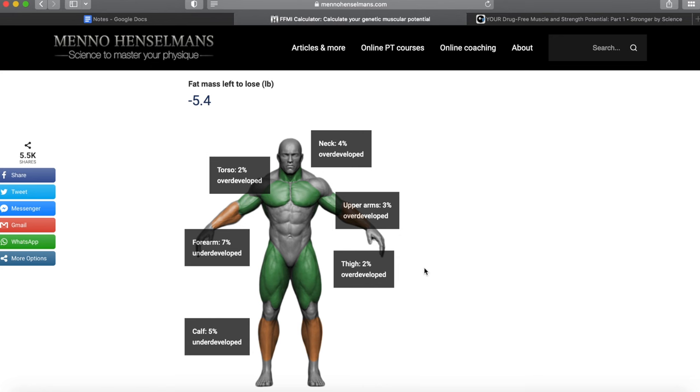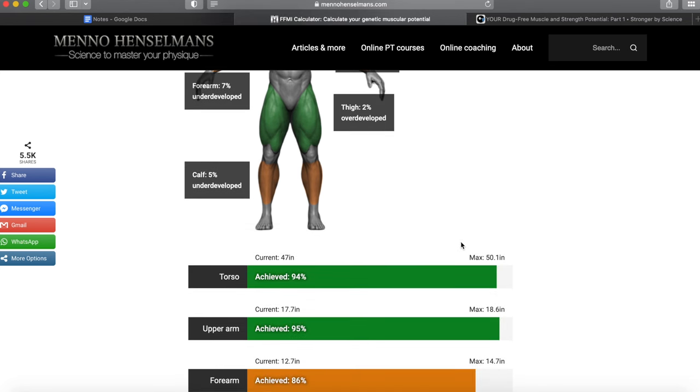Thighs 2% overdeveloped is insane to me too. There's something off about this, in my personal opinion. If I'm going to compare myself to other people, there's just no way that my thighs are overdeveloped. I don't see that. That doesn't make sense to me.